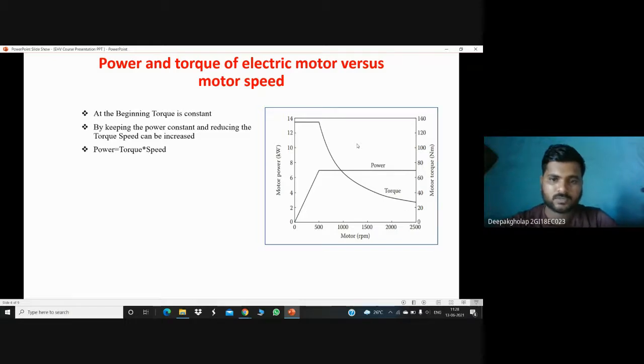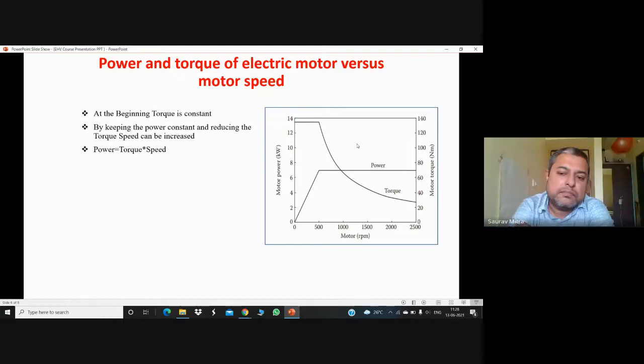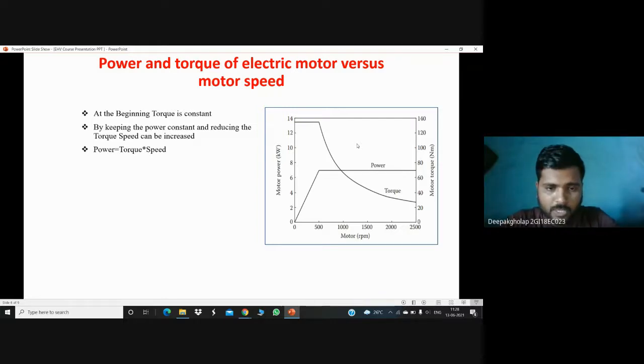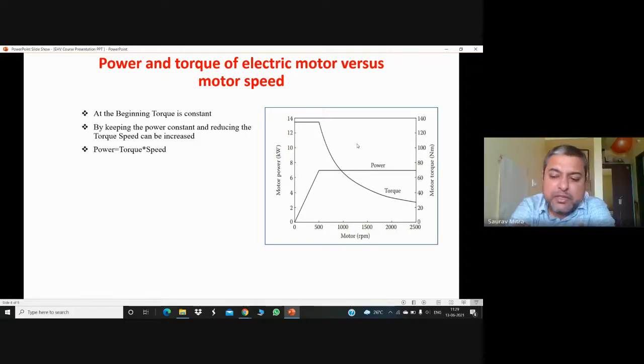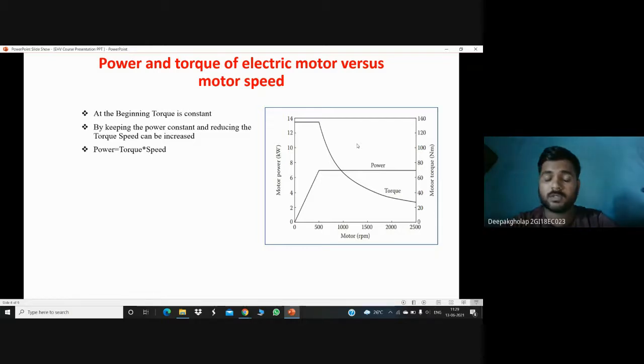This one is for the torque characteristics. Here the y-axis is motor power, and the x-axis is the motor RPM, and it remains at constant torque till 500 RPM speed. After that, it goes on decreasing. What is that speed called? What is that speed called? 500 RPM. It has a specific name.